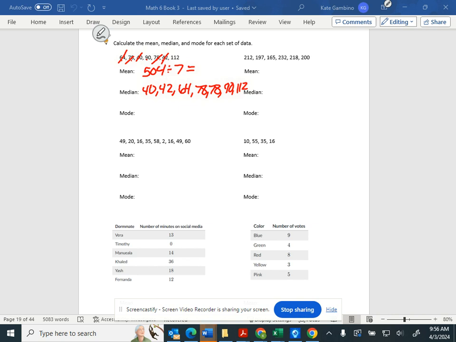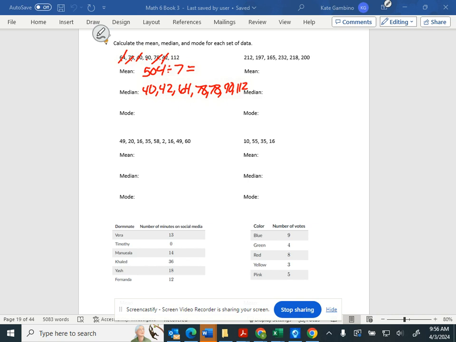So you want to put 504 divided by 7. What does that equal? That's my mean. Then I'm looking at my median. I have them put in order. I'm going to circle my middle number. If I have 2 middle numbers, I have to find the mean of those 2 middle numbers. And then the mode, I'm just going to look, which number do I see the most times? So you don't have to show every little step of work, but you do have to show some work.